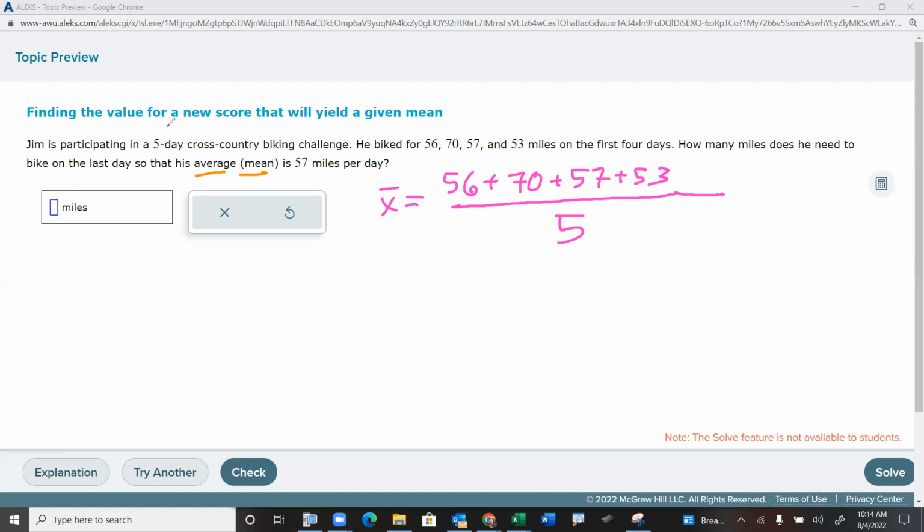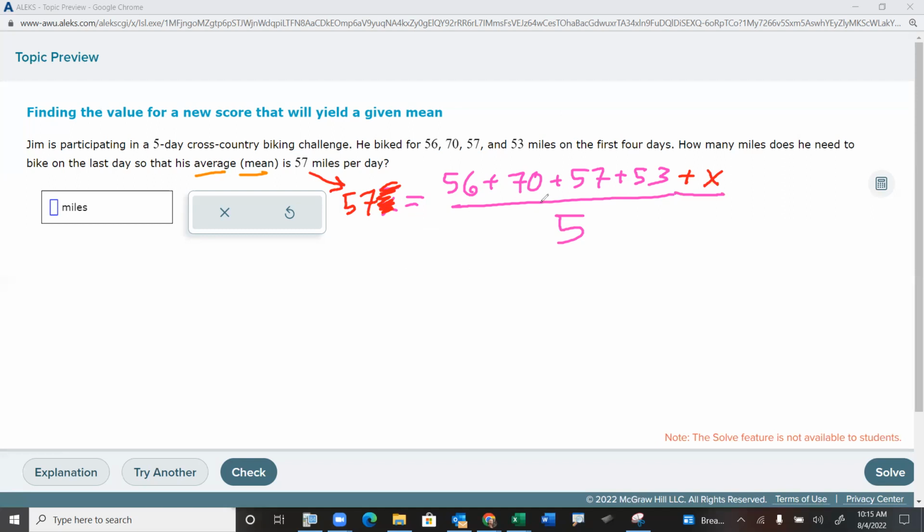We're doing 5 days, and we're looking for what that last day needs to be. So whatever you're looking for, just call it a variable, okay? And well, we know what the mean is. We know what it's supposed to be. It's supposed to be 57 because it said so right there. Now we have an equation that we can solve.